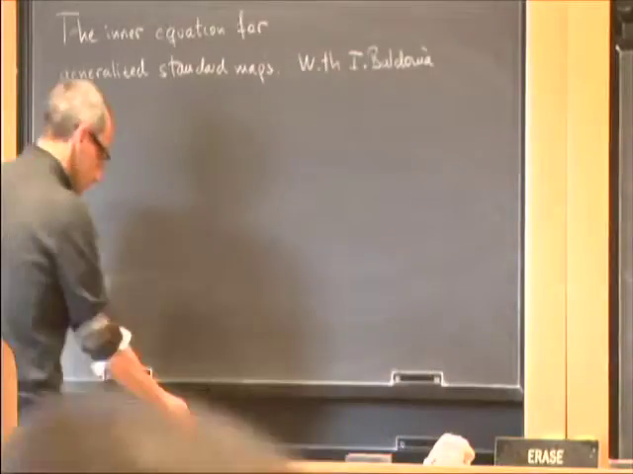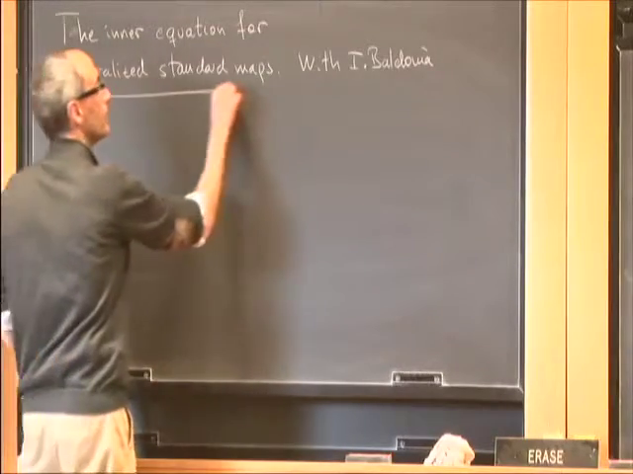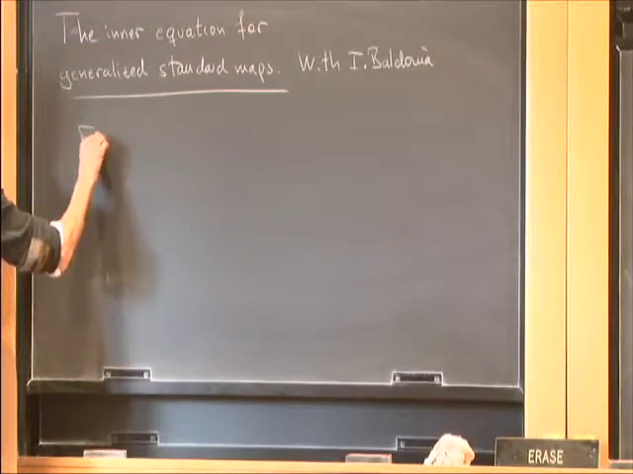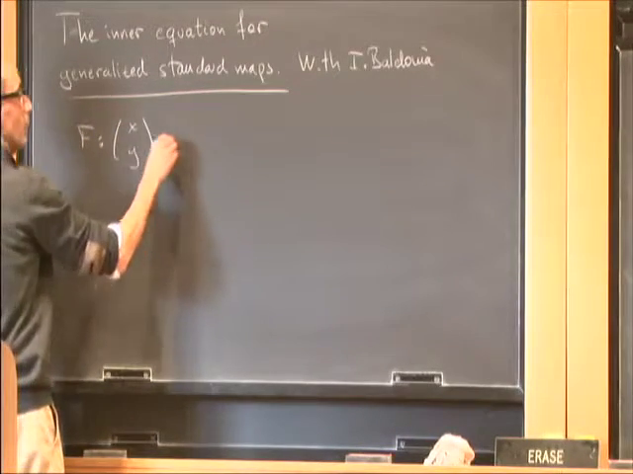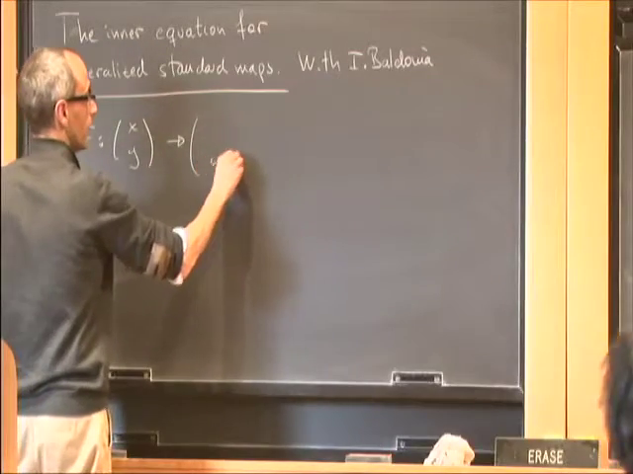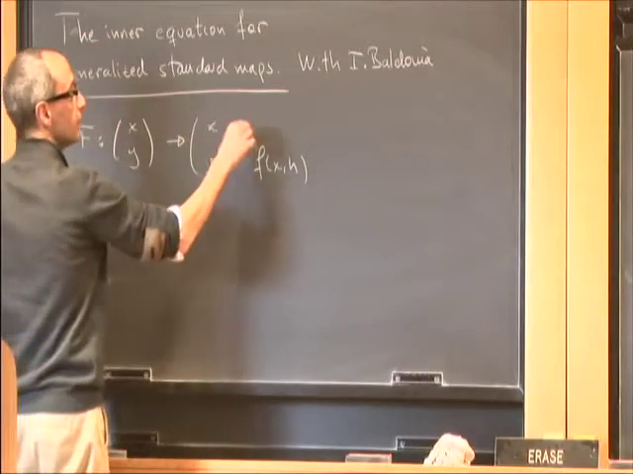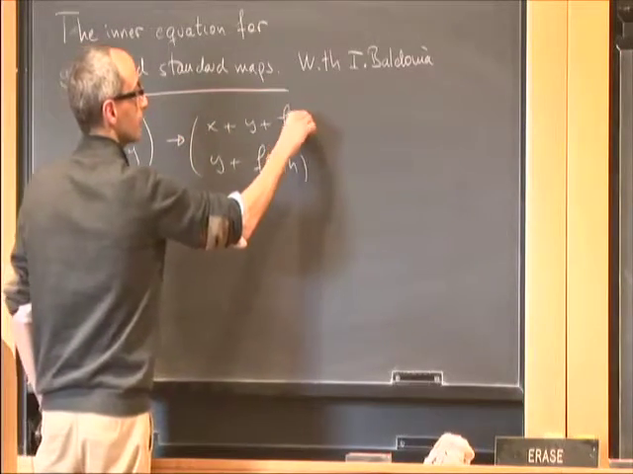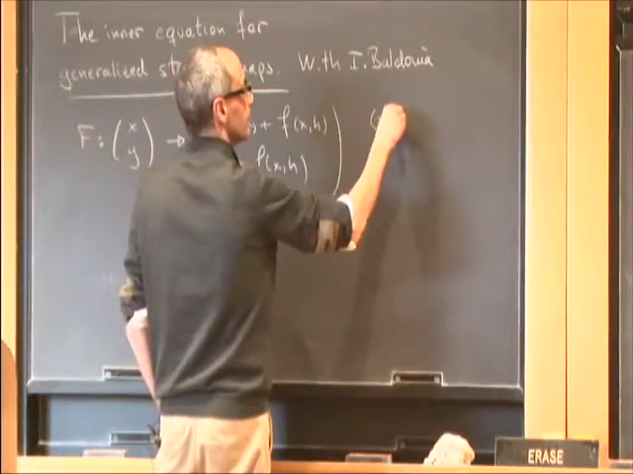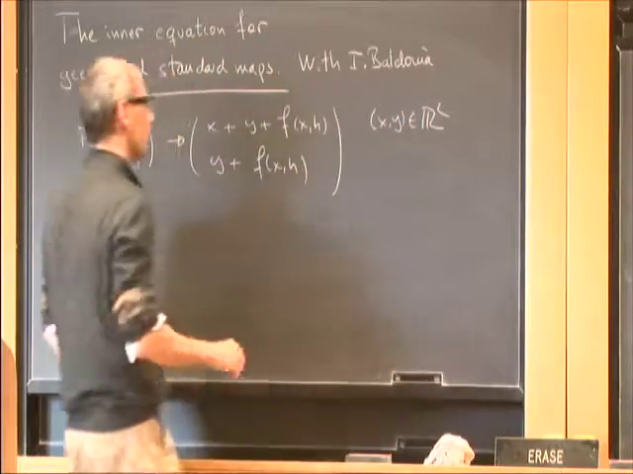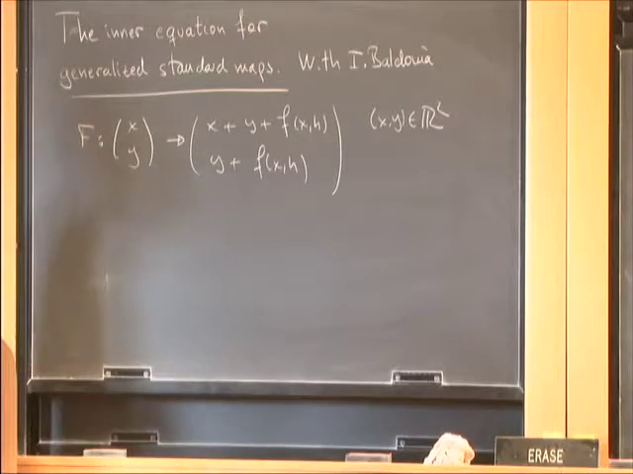Well, the generalized standard maps we want to consider in this work are maps of the form (x, y) goes to y plus some function, where, for instance, x and y are in R². Also, we can consider the case where this is defined on a cylinder.